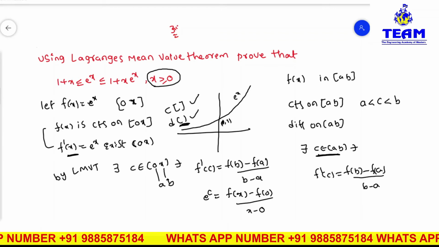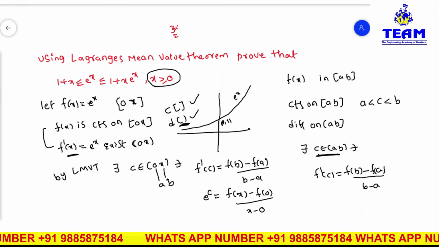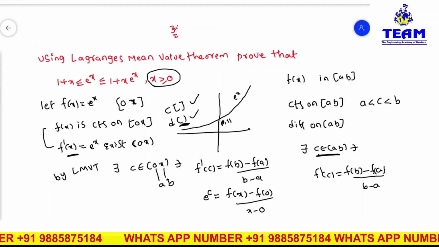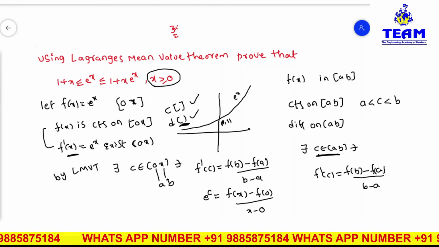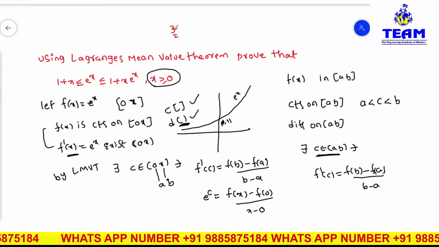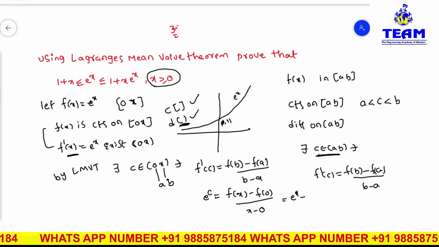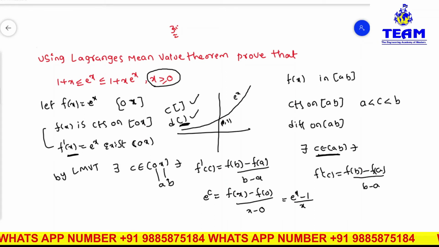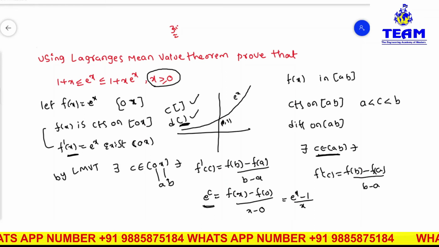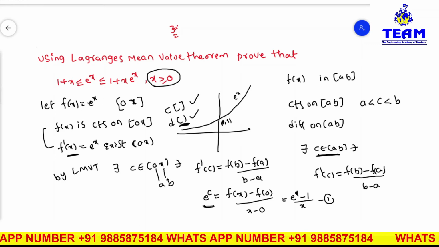Okay. Now what is f of x you have? e to the power of x. So e power x minus f of 0, means e power 0, by x minus 0, means only x. So I am writing here e to the power of x minus 1 divided by x, which is the value of e to the power of C. Consider this as equation number 1.